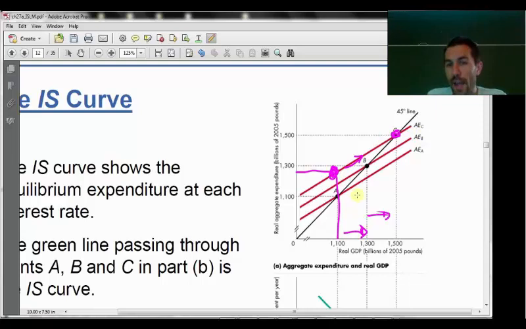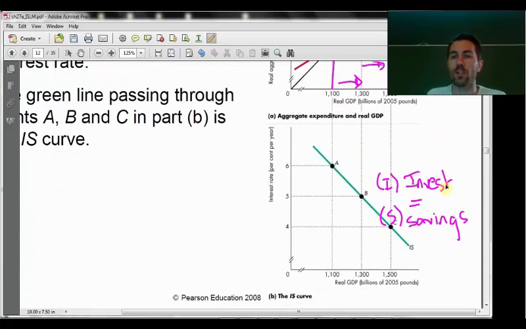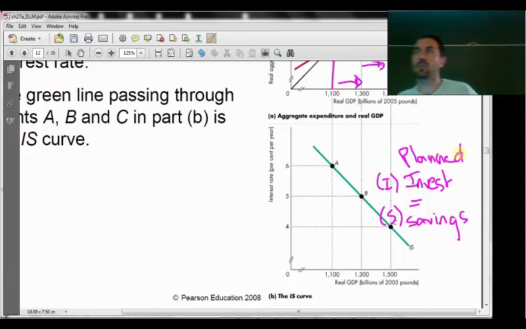So at point A, point B, point C, all the points of equilibrium in the aggregate expenditure curve are all points in which our planned investment is equal to our savings. So I say investment, really I should put there planned investment is equal to savings.